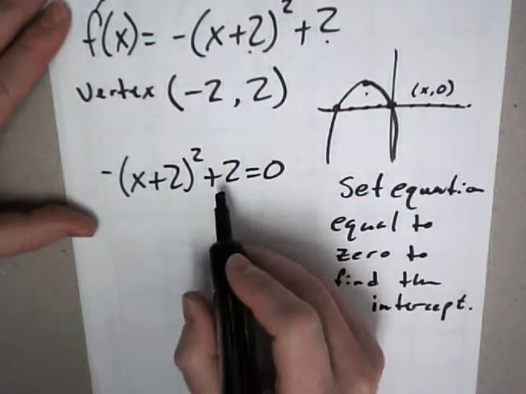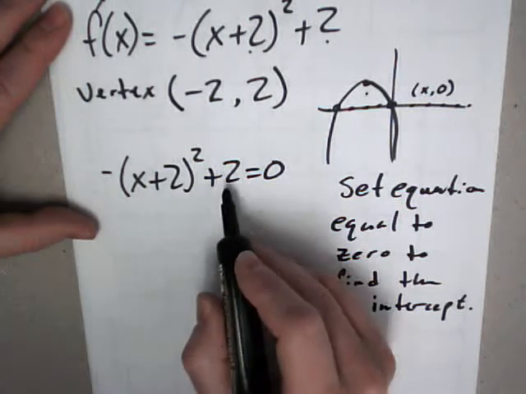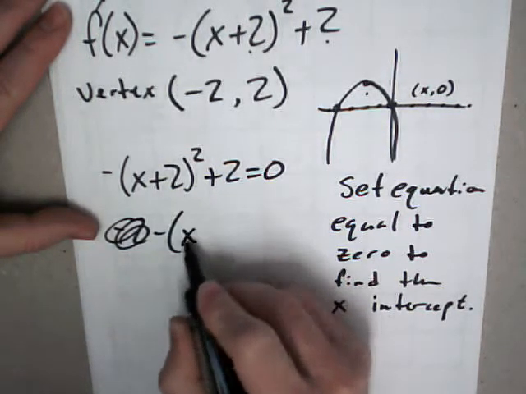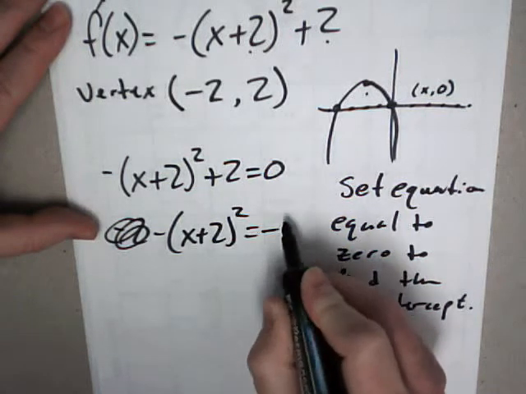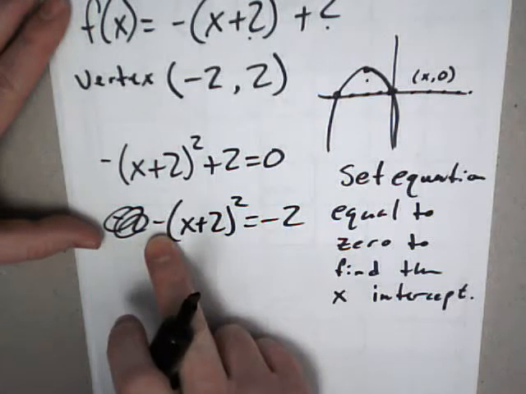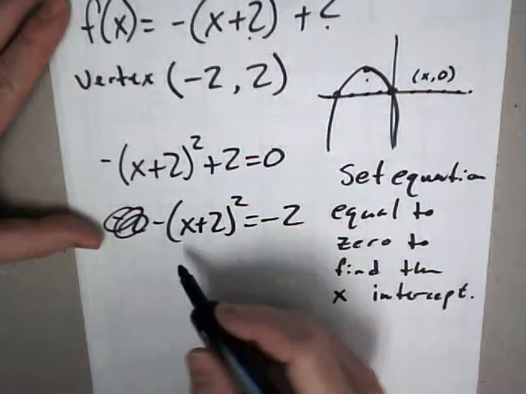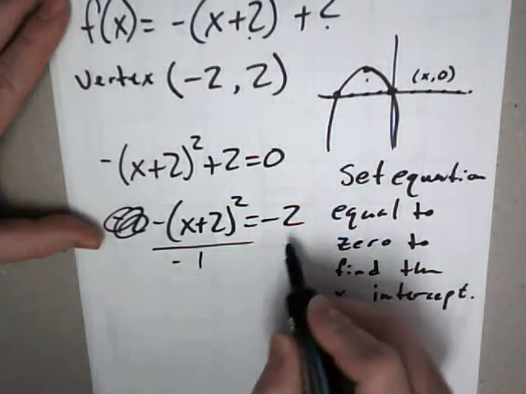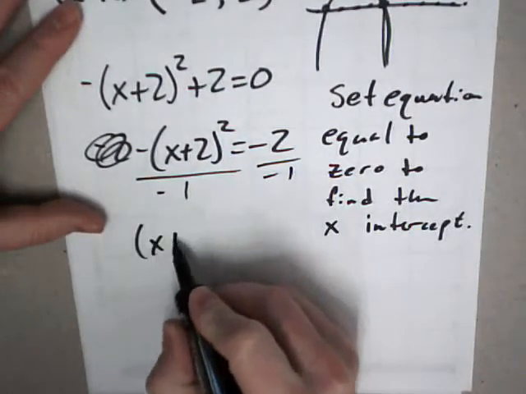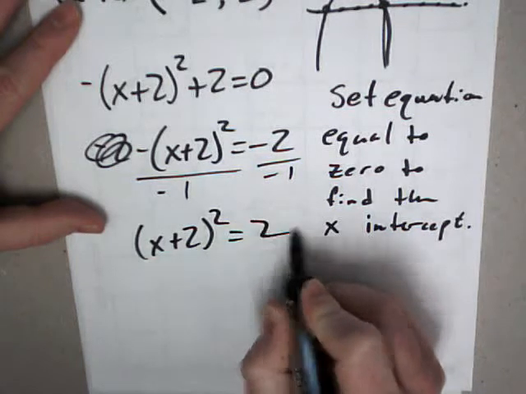So to solve this, we just want to get x by itself. So move the 2 over, so it becomes a -2. Now this negative out here has got to go. So I divide everything by -1, or you multiply everything by -1, and it becomes x plus 2 squared equals 2.